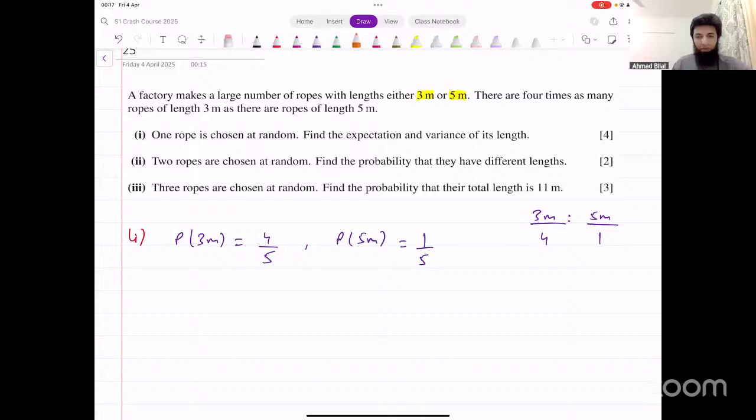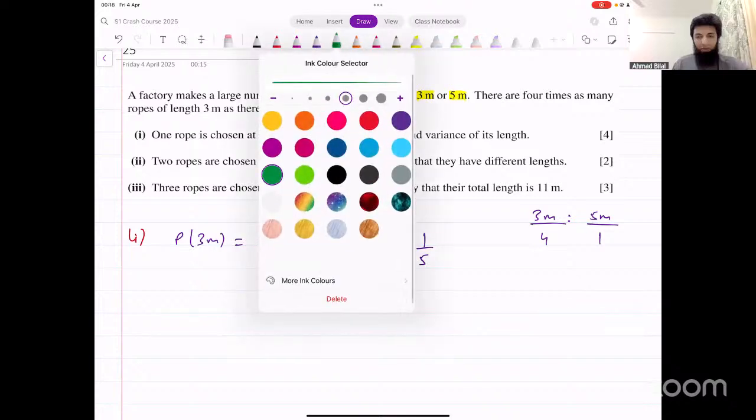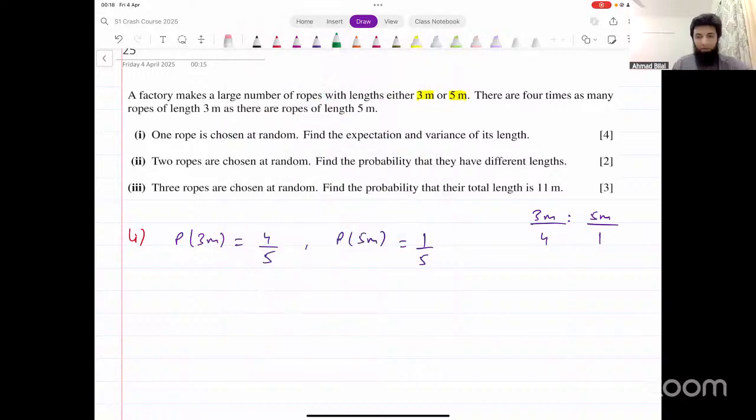We need to find the expectation, that means the expected value and variance of the lengths. Expected value and variance. That is what we're looking for. Now, how do we do that? Do we know the total number of ropes? Don't assume that it's 5. The total number is not 5. It's a large number.